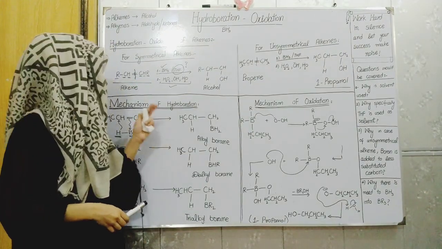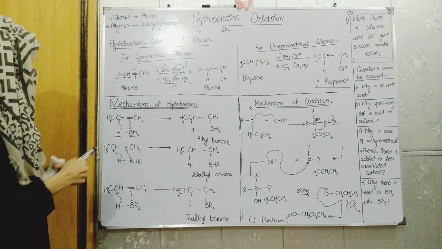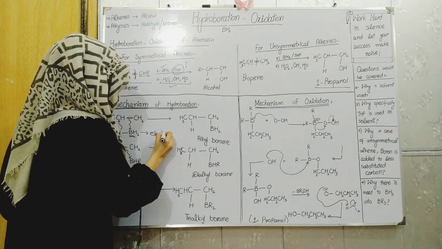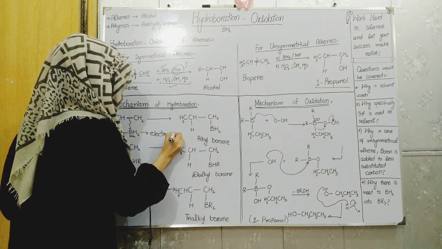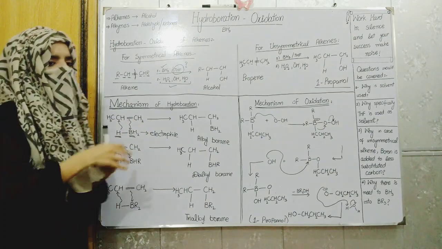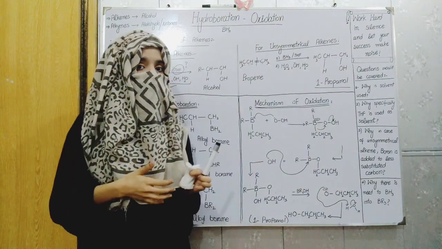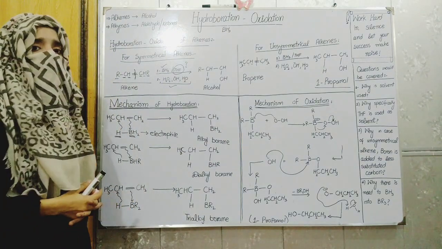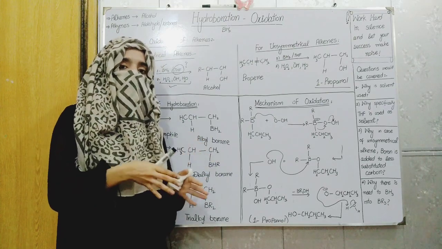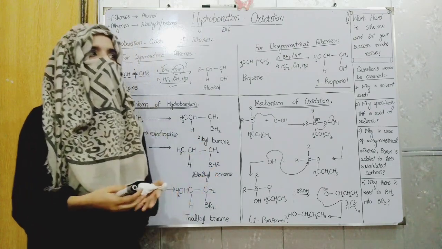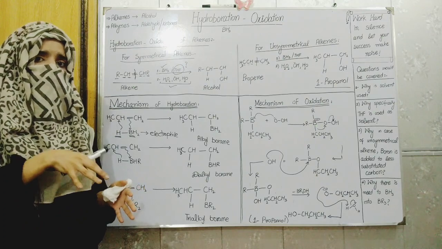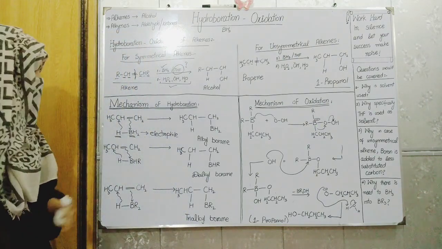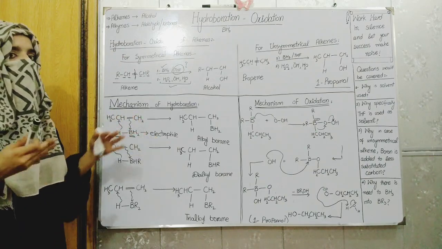Now if we see the mechanism of the hydroboration, here the boron atom acts as an electrophile, and this alkene acts as a nucleophile. And we know that a nucleophile is an electron-rich species, and an electrophile is an electron-deficient species. It is not necessary for a species to have a positive charge to be an electrophile, and not necessary to have a negative charge to be a nucleophile. It means that a neutral species can act as an electrophile and a neutral species can also act as a nucleophile.